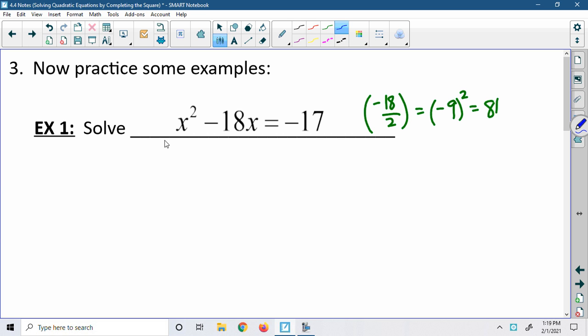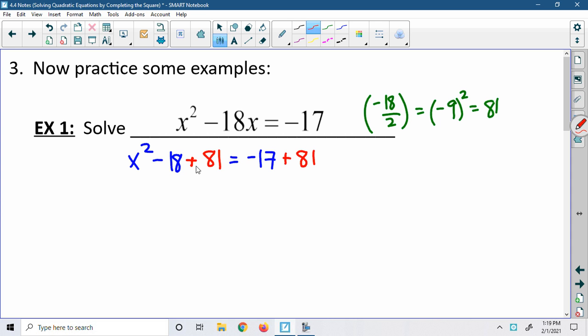And we're going to add that to both sides of the equation. So I'm going to have x squared minus 18x, and then you put that plus 81 right there equals negative 17, and then you add the 81 onto that side of your equation as well, which is totally fine in math. You can add a number to both sides of your equation as long as it's the same number.